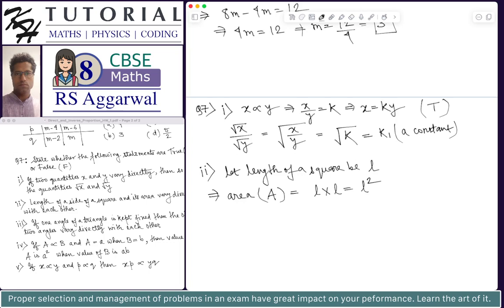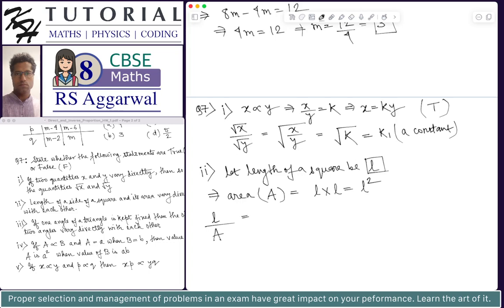For the quantities length and area to vary in direct proportion, we have to see that the ratio is a constant. So L by A. These are the two quantities, small l and capital A. So L by A must be a constant. Whatever that value is, it should not contain either L or A.